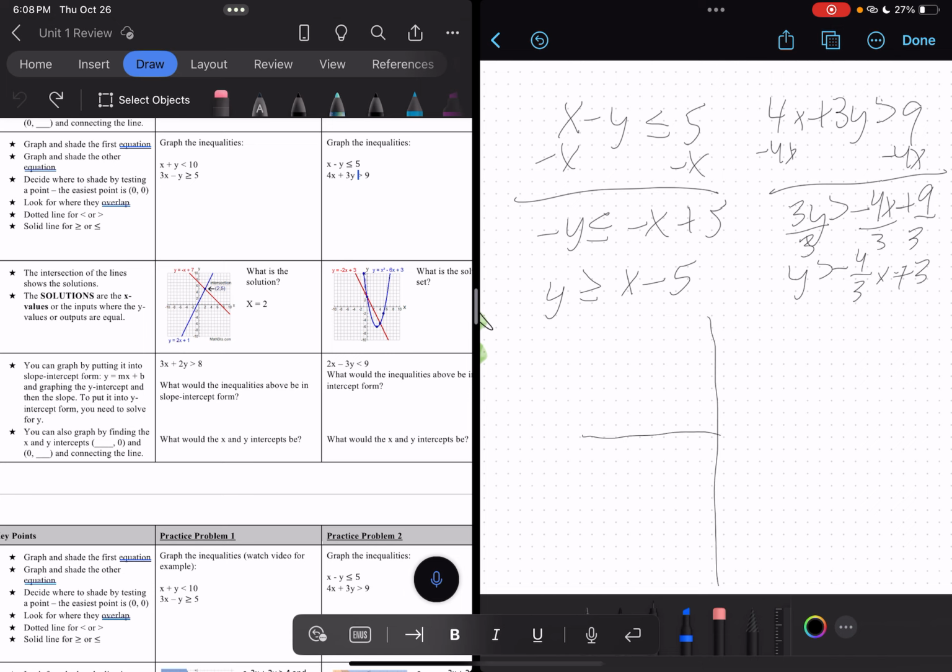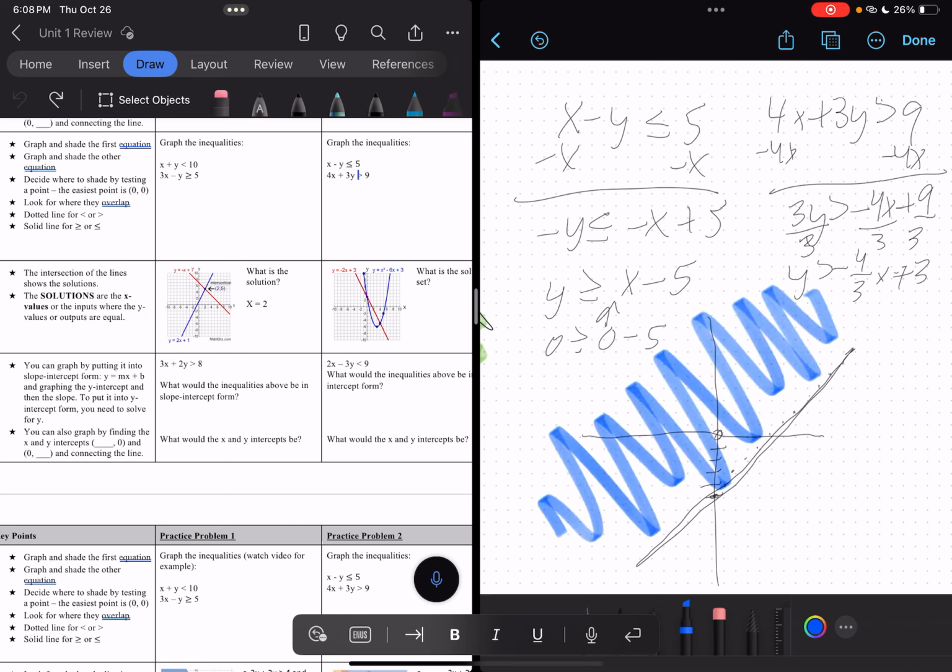I have the little dots to kind of help me over here. All right, so negative 5 is my first y-intercept, and I'm going up 1 over 1, because it's a positive slope of 1 over 1, and it is a solid line because it is greater than or equal to. I'm going to test 0, 0 here. 0 is greater than or equal to 0 minus 5, which is 0 is greater than or equal to negative 5, which is true.